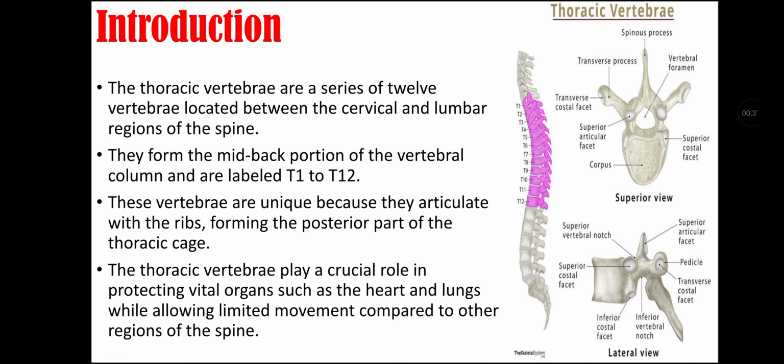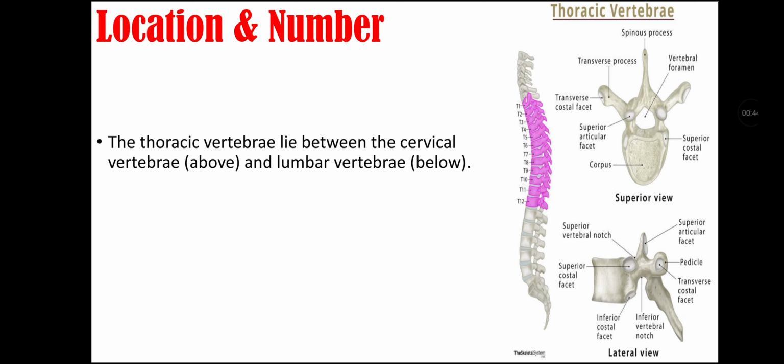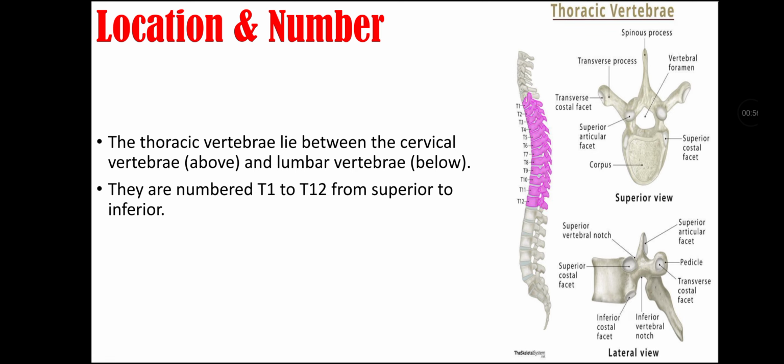Thoracic vertebrae play a crucial role in protecting vital organs such as heart and lungs while allowing limited movements compared to other regions of the spine. Location and number of thoracic vertebra. Thoracic vertebra lie between the cervical vertebra and lumbar vertebra. Cervical vertebra is present above the thoracic vertebra while lumbar vertebra is present below the thoracic vertebra. They are numbered T1 to T12 from superior to inferior.